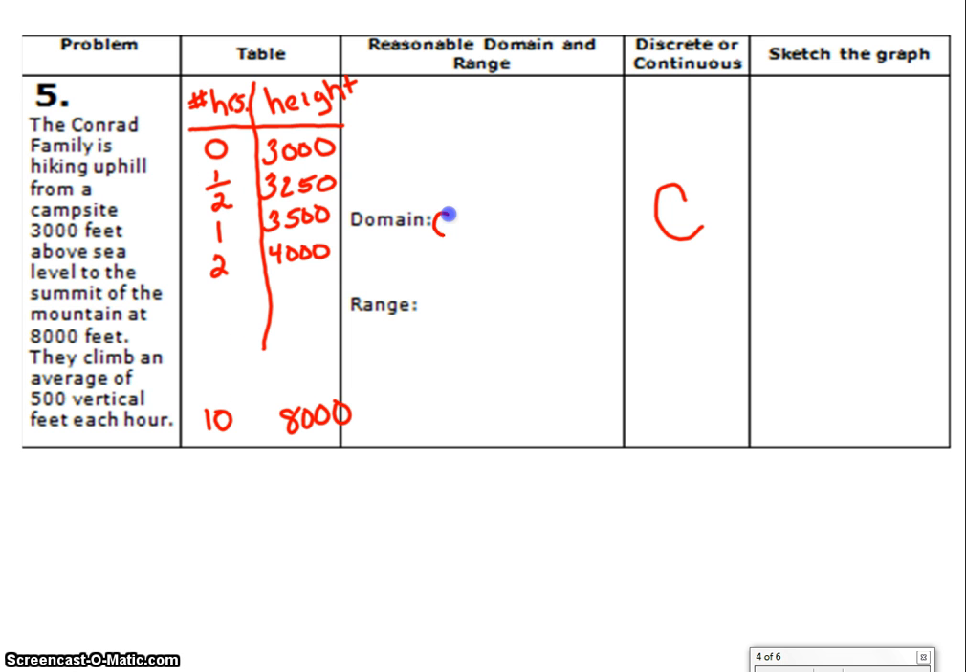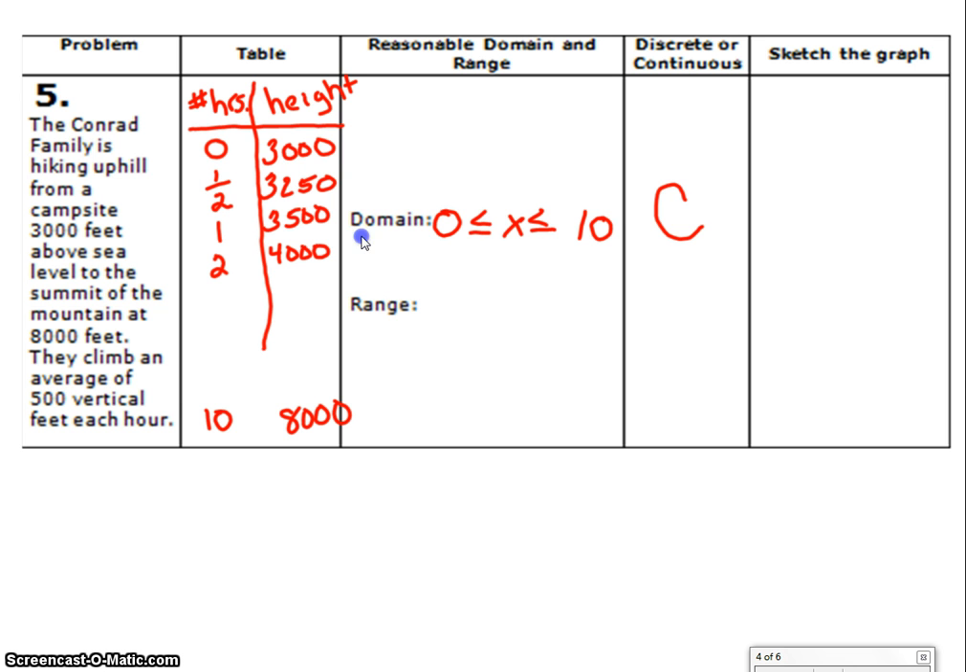So I'm going to say my domain can be represented by 0 at the start. The max they're going to go is 10 hours. And all of the x values are going to be in between those time frames. Okay, this tells me that I am talking about 0 to 10 hours inclusive. That means all the time possibilities in between 0 and 10.